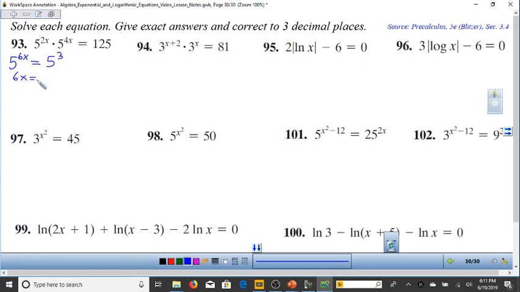There we go. With this one, it's very similar. We just do 3 to the x plus 2 plus x. And this is 3 to the 4. So what we have is 2x plus 2 is equal to 4, which means x is equal to 1.